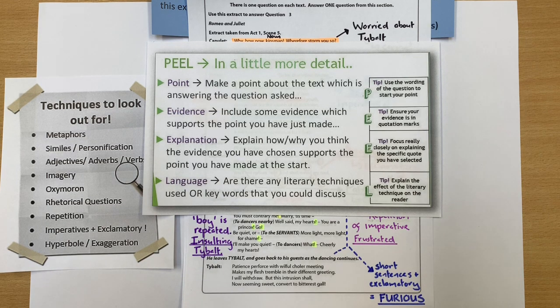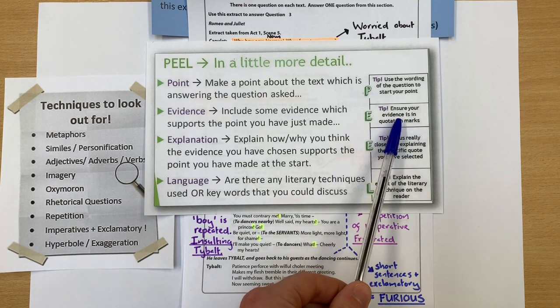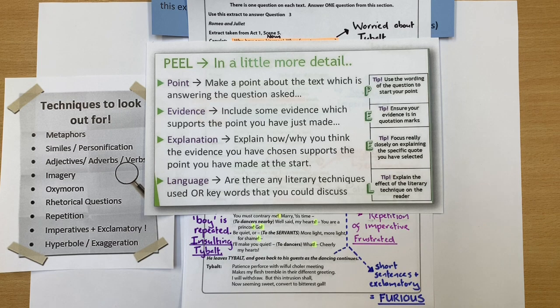So in this extract, Lord Capulet is presented as angry. Full stop, done. Evidence. Include some evidence in quotation marks. Make sure you get at least one quote, if not two, in there. And again, like I say there on the tips on this side, make sure that your evidence is in quotation marks. So any quote that you've taken from the extract, including individual words, should be in quotation marks. And again, you should be trying to embed that evidence fluently.